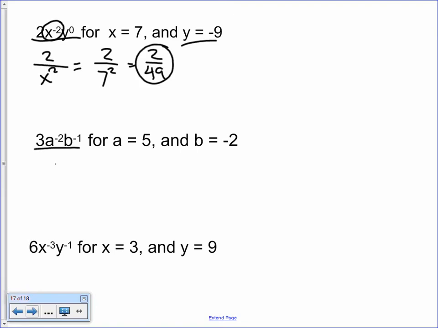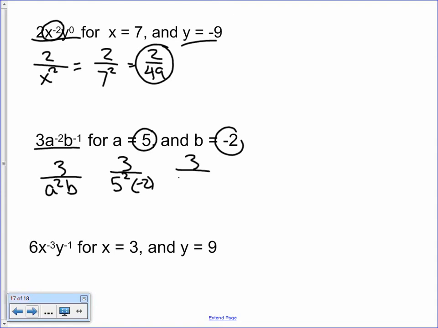Next one, move those negative exponent bases to the bottom with a positive exponent. So 3 over a squared b. I don't need b to the 1. It's not really needed. So then I have 3 over, and when I plug in these numbers, 5 to the second power, and then negative 2. So remember your order of operations. Do your exponents first. So 5 squared will give me 25. And then 25 times negative 2 will give me a negative 50. So negative 3 over 50.